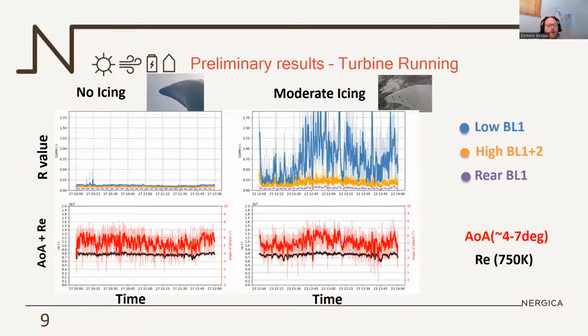So for preliminary results, we can see when the turbine is running, with no ice on the left and moderate ice on the right, the signal is really clear. We find different times when the turbine was at approximately the same Reynolds number and the same angle of attack. Note that the Reynolds number and angle of attack are estimated. So the signal is clear that the APM is reading something going on in the blade, and this is for moderate icing.